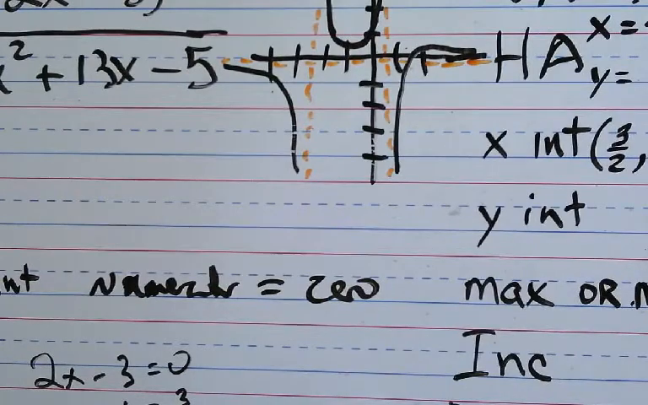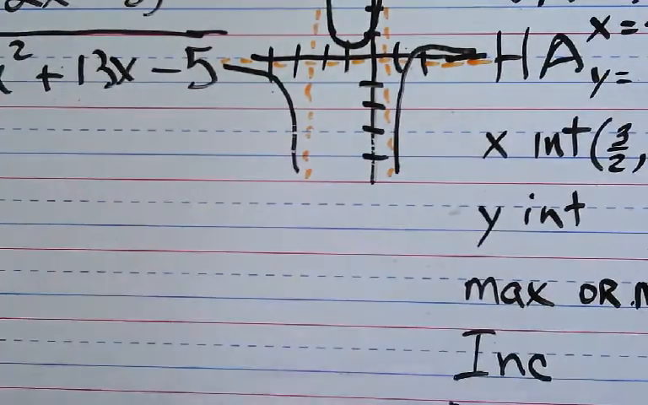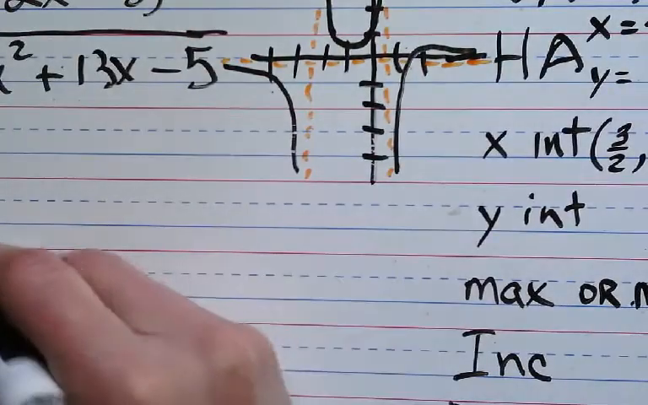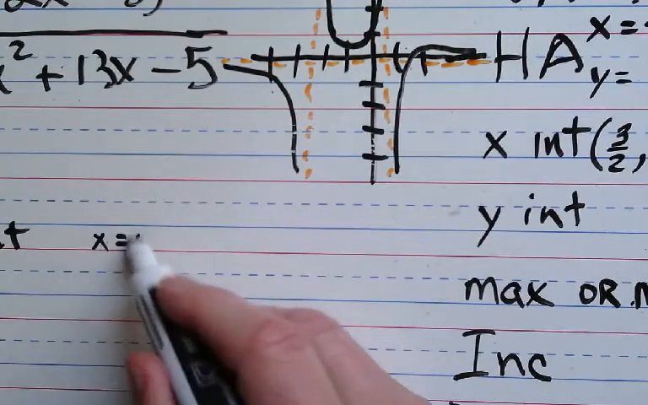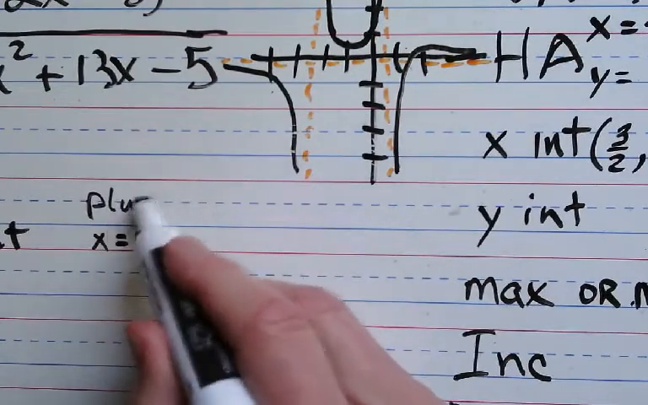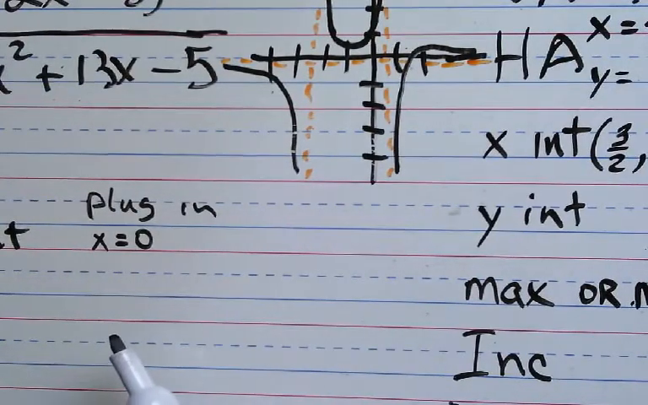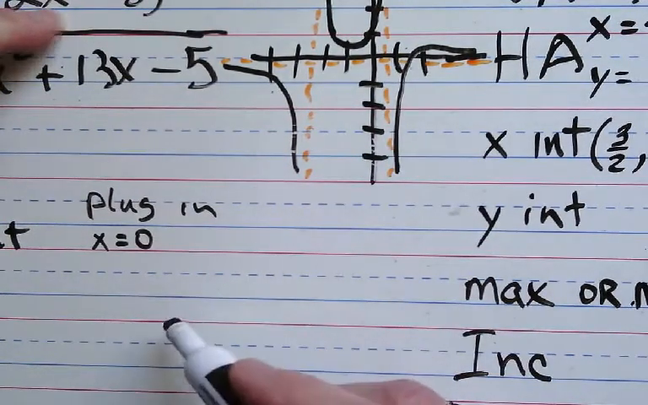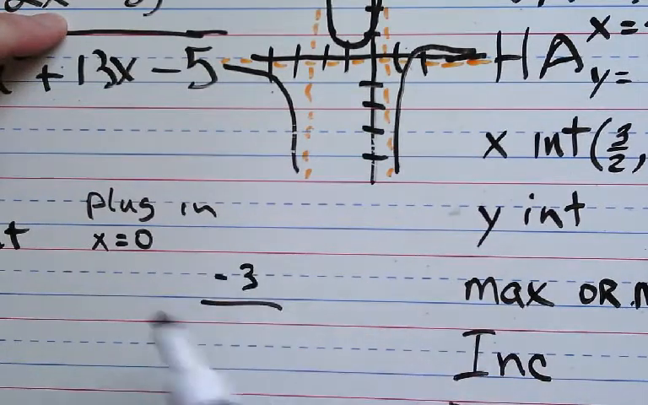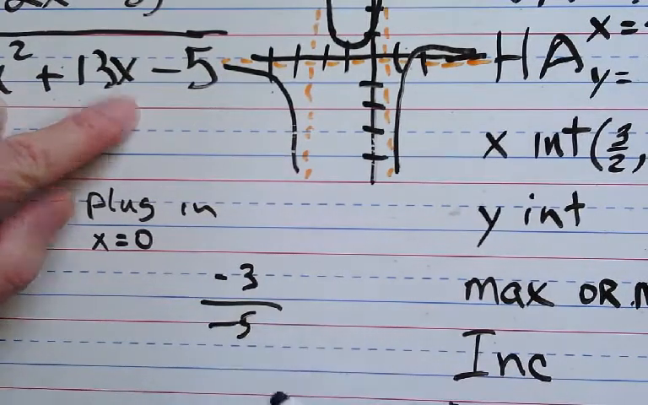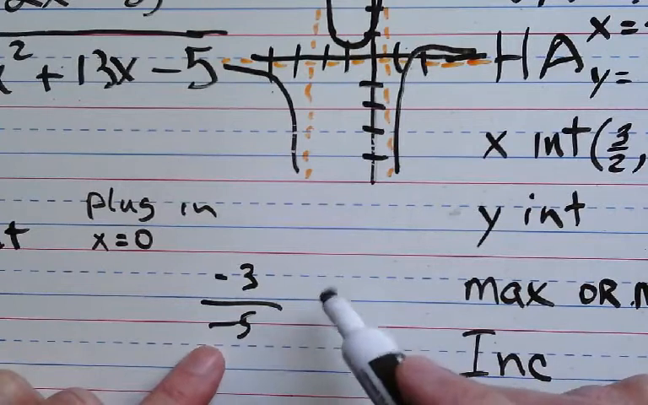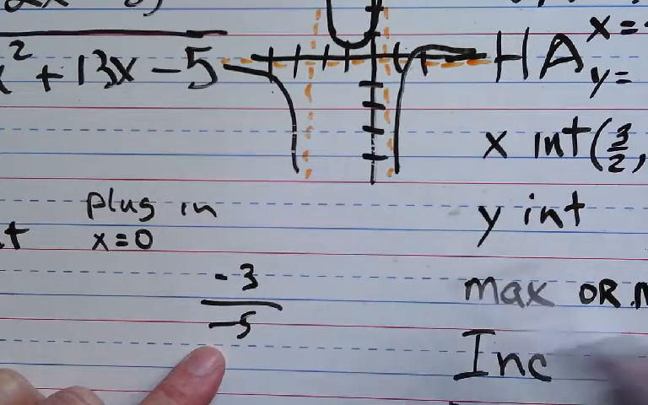How about that? What's the y-intercept? How do I find that? Well, the y-intercept is what happens when x equals 0. So you have to plug in x equals 0. If I put 0 in here, I get negative 3 on top. If I put 0 here and 0 here, I get negative 5 on the bottom. Negative 3 divided by negative 5, that would be positive 3/5.